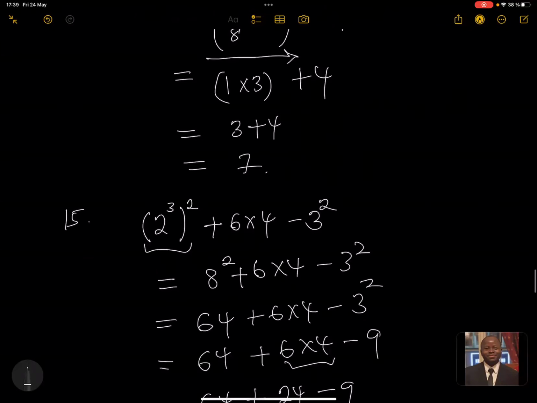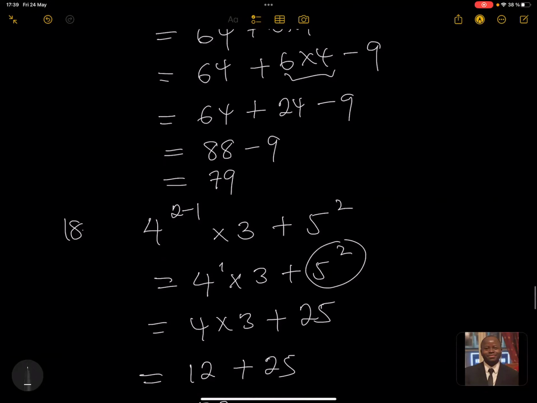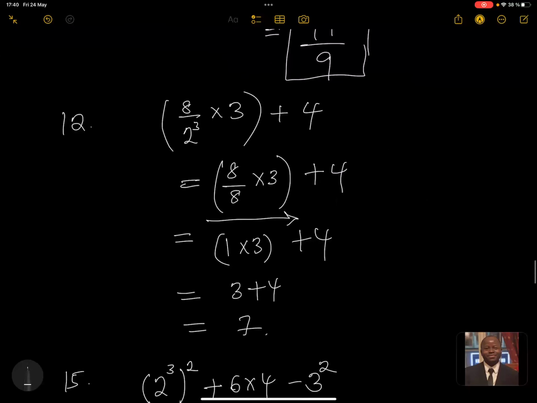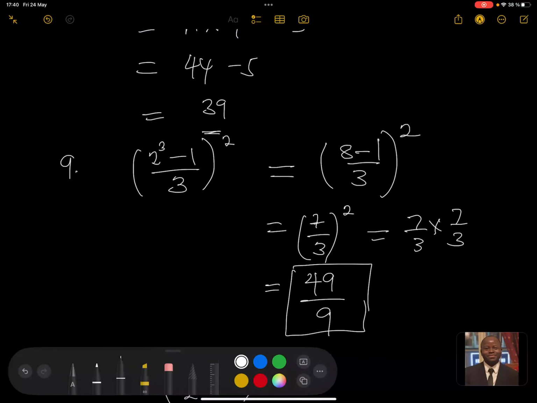Please solve this question 9 again. Please, question 18. I should solve question 9 again, for those who came late. Okay, let's solve question 9 again.